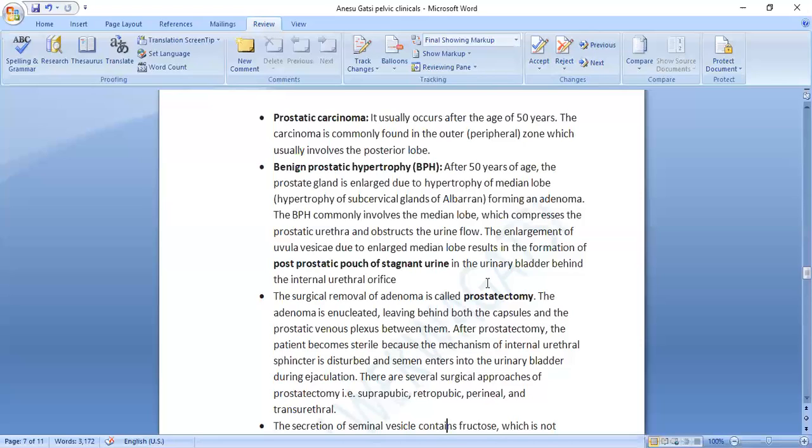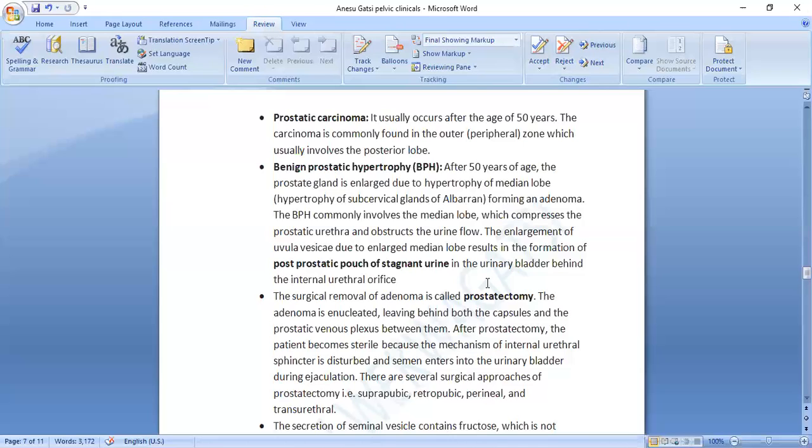So after this procedure, the patient is more likely to become sterile because you lose the mechanism of the internal urethral sphincter. You then have retrograde transfer of semen into the urinary bladder during ejaculation. So you won't have semen that is actually coming from the prostate for nourishment.